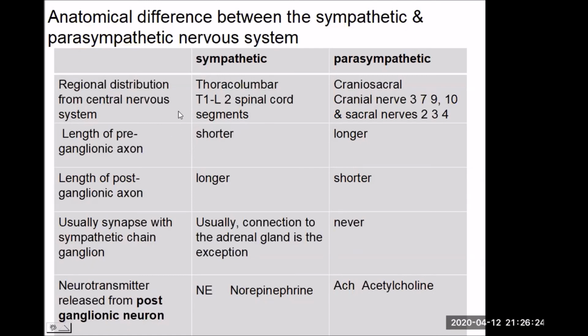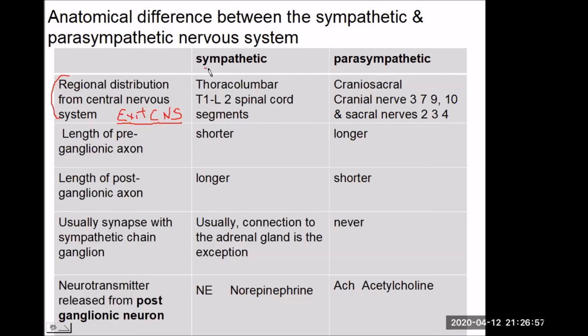All right, let's continue with the chart. So looking at this first row, what's meant by regional distribution? These are the locations where this visceral motor signal will exit out of the central nervous system. So of course, motor signal always travels from CNS towards the PNS. So we need an area where that motor signal is leaving the central nervous system. And we notice there's these different locations.